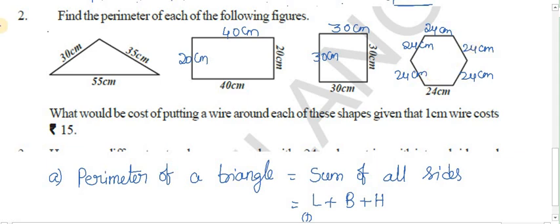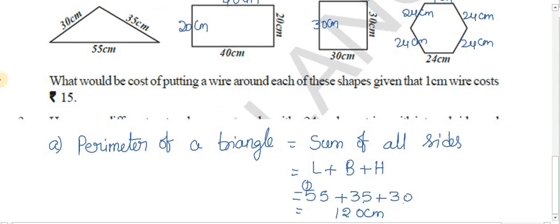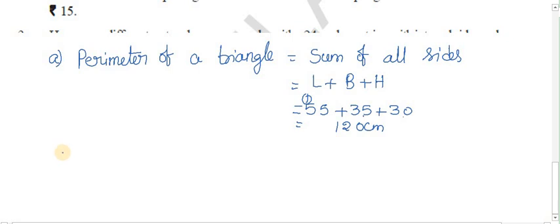Okay, and here he gave one more question. Not only finding the perimeter, what would be the cost of putting a wire around each of these shapes, given that 1 centimeter of wire costs 15 rupees. So I want to keep wire fencing around this, and for 1 centimeter it is going to cost 15 rupees.